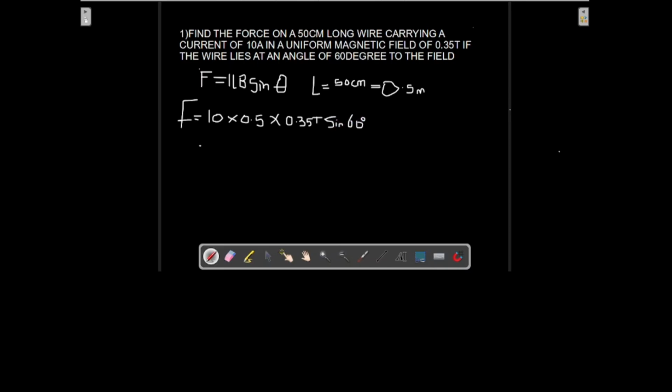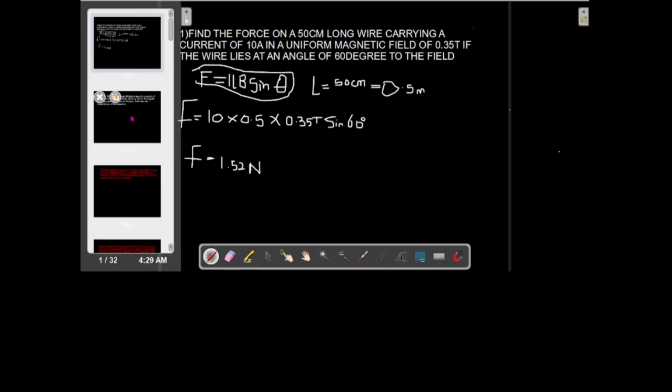All right, and then here you can evaluate this using your calculator. You should get approximately 1.52. All right, and now since we are solving for force, the unit is Newton. All right, so that's question 1 done. Just remember the formula for the magnetic force on a current carrying conductor is F equals ILB sine theta. All right, that brings us to question 2.